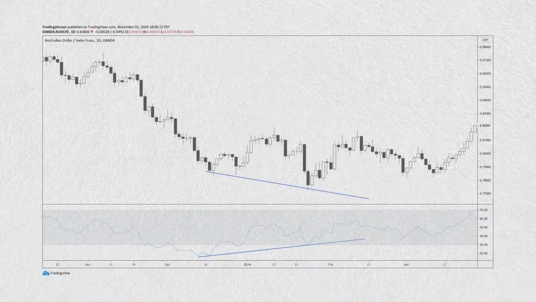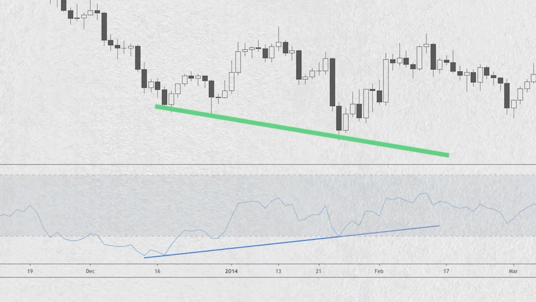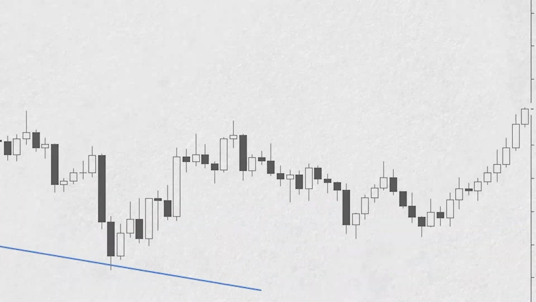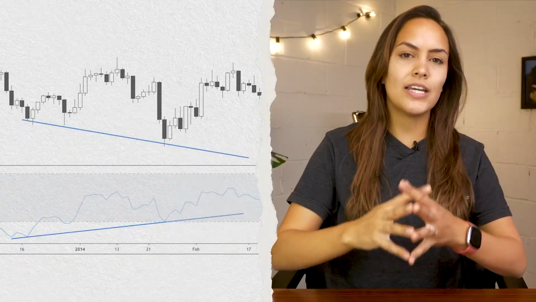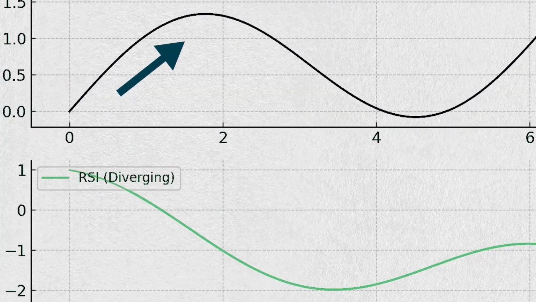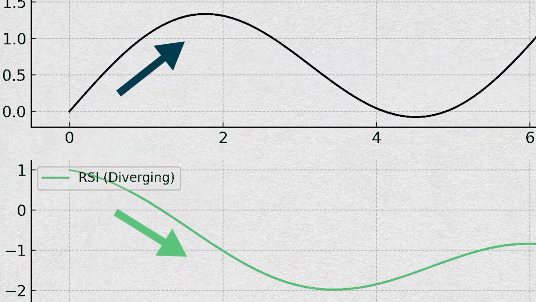A better way to identify reversals using the RSI is to look for divergences occurring at its extremes. An RSI divergence occurs when price moves opposite to the RSI, hinting at a potential change in momentum of a market. RSI divergences can be bullish or bearish. A simple starting point to understand divergences is when there is a contradiction or opposition in the way price moves versus what the indicator is suggesting.